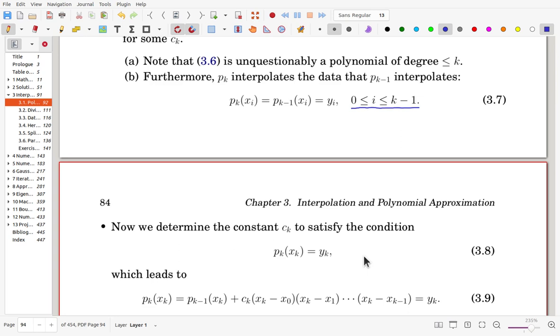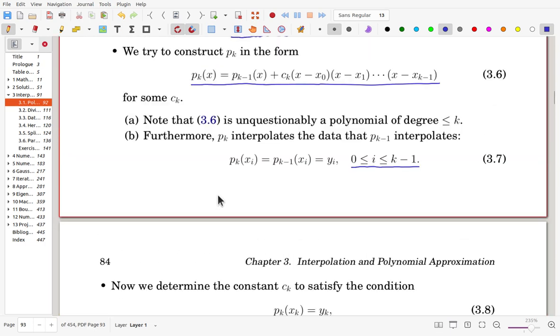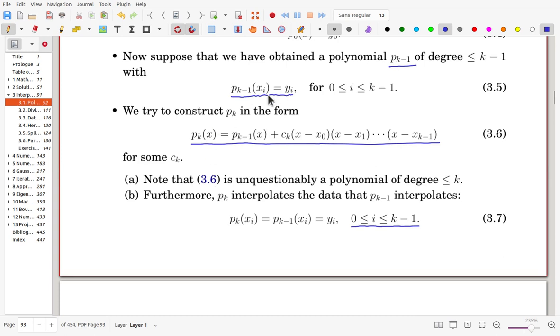So this is mathematical induction. In the beginning, P0 is constructed, and then assuming pk minus 1 is constructed, then pk can be made. So that once pk is made, then pk plus 1 will be made again, up to k equals n. So this is the argument of mathematical induction, recursive construction.